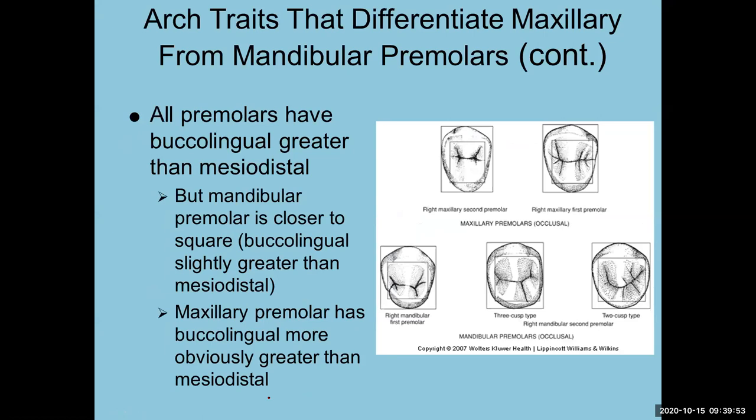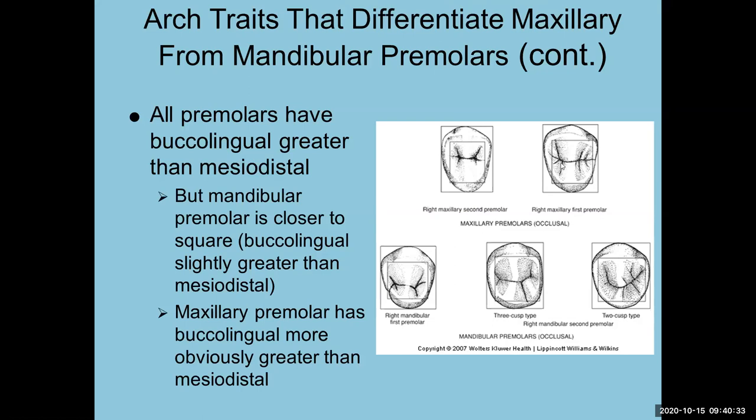We're still looking at the differences between maxillary and mandibular. All premolars have greater buccal lingual distance than the mesiodistal. So they're longer buccal lingually than they are mesial distally. But the mandibular premolar is closer to square. The maxillary premolar has a buccal lingual more obvious and greater than the mesial distal. You don't have to commit this to memory, but this is a really good slide for your drawings. I like the occlusals on this drawing.